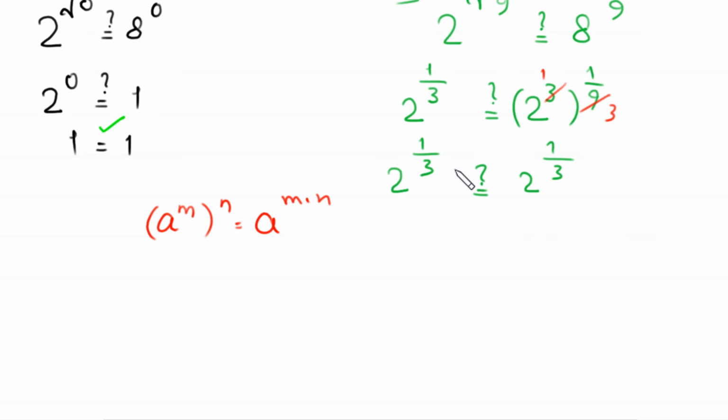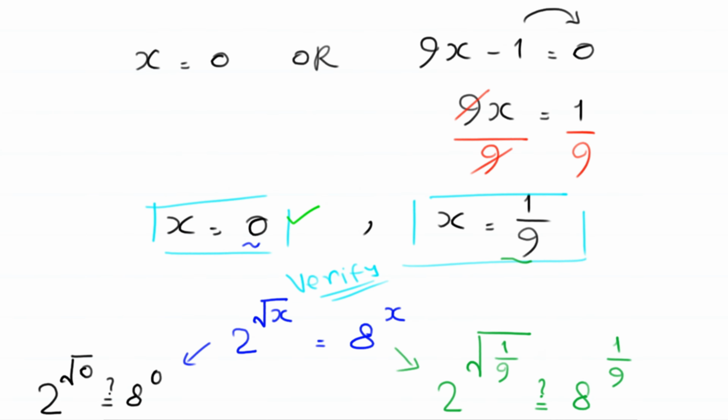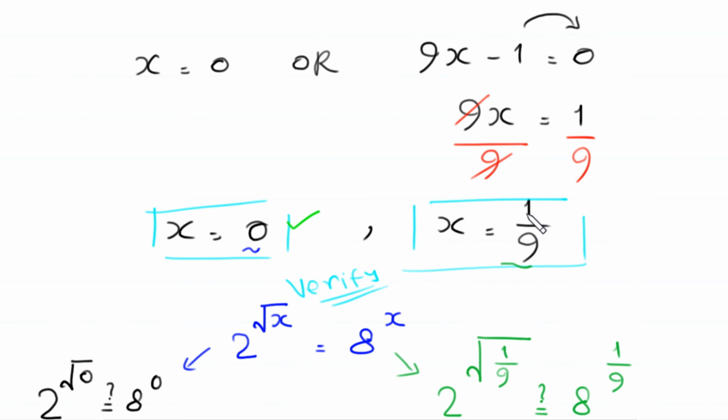You can see that the left hand side is equal to the right hand side. It means that this second value of x, 1 over 9, is also a valid solution.